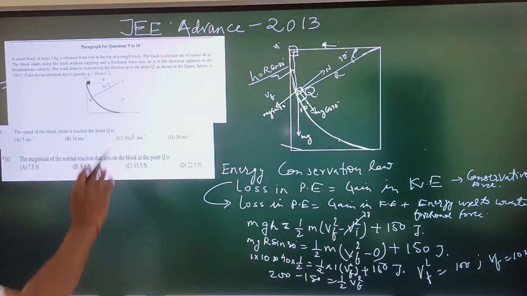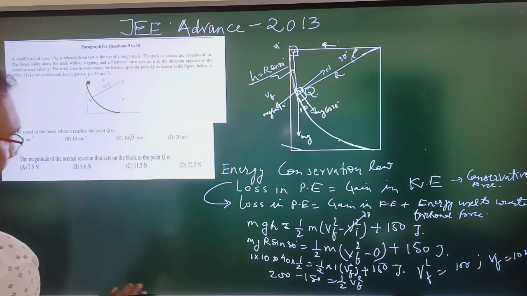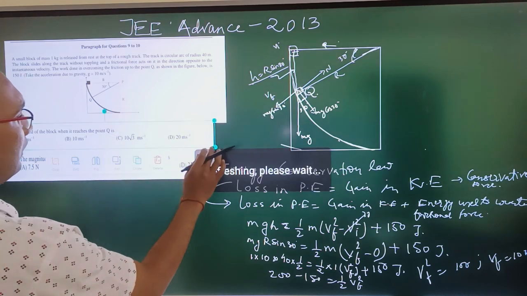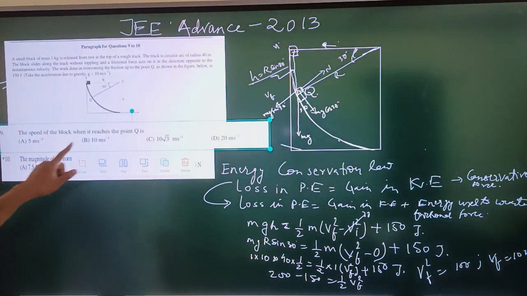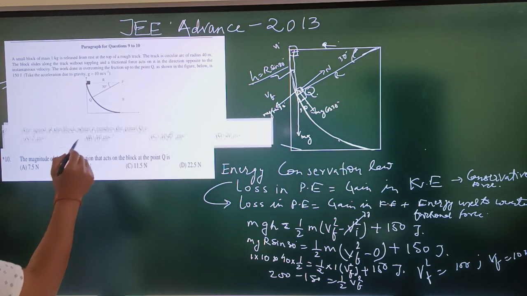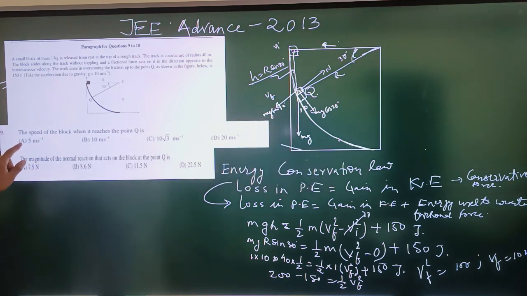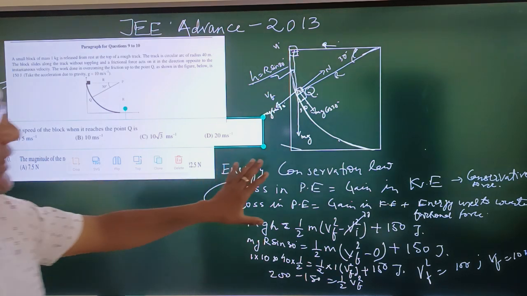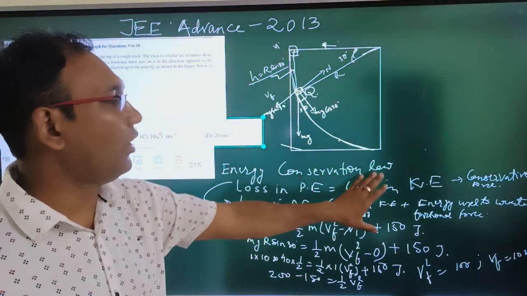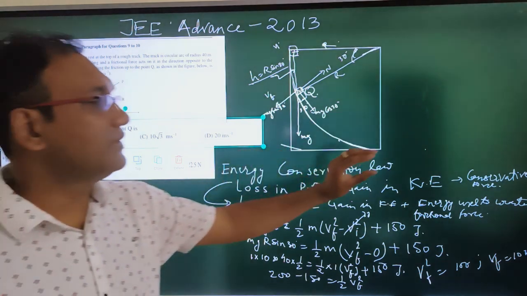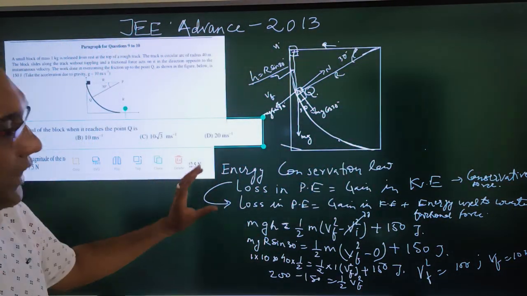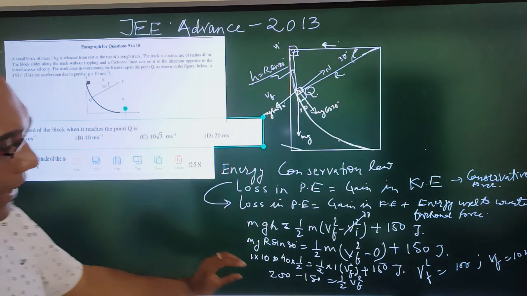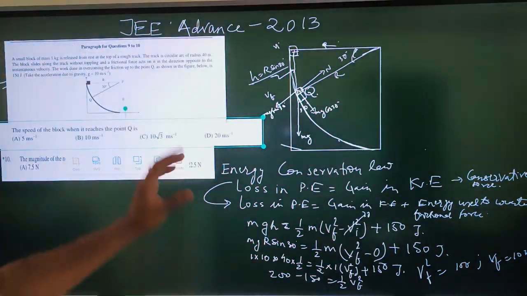If you look at this question, it asks about the speed of the block when it reaches point Q, which is 10 meter per second. B is the correct answer. We utilized the energy conservation law with a non-conservative force, that is frictional force, generated the equation, and got the velocity at point Q.